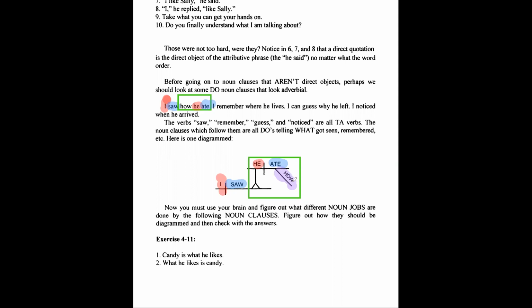It doesn't make this a whole adverb clause. Okay? Now, you must use your brain and figure out what different noun jobs are done by the following noun clauses. Figure out how they should be diagrammed and then check with the answers. So again, all you're doing, same principles. Candy is what he likes. So what is candy? Candy is our subject. We have a verb, is.